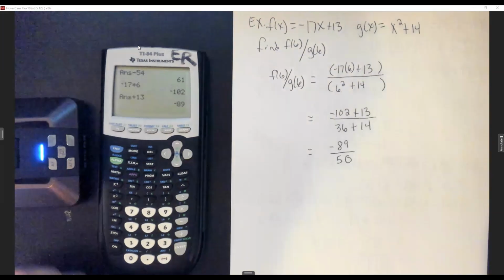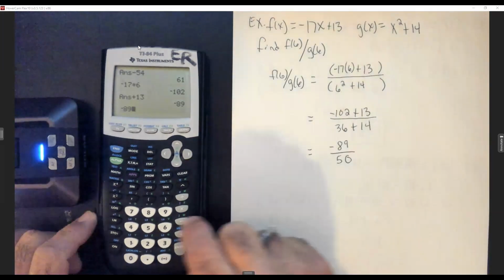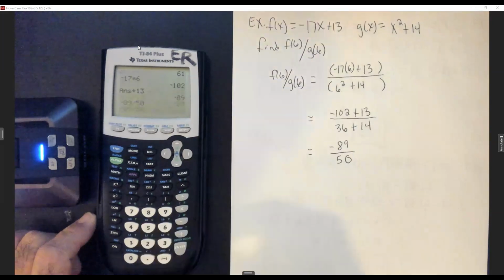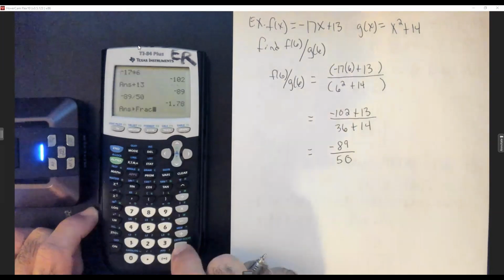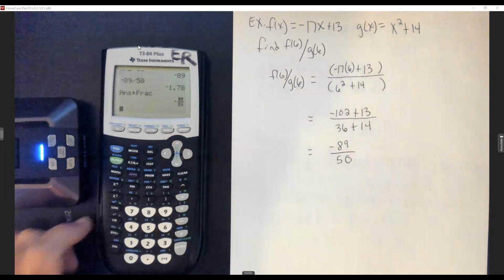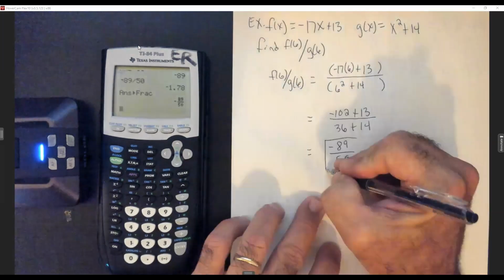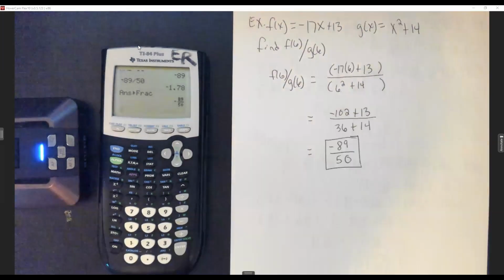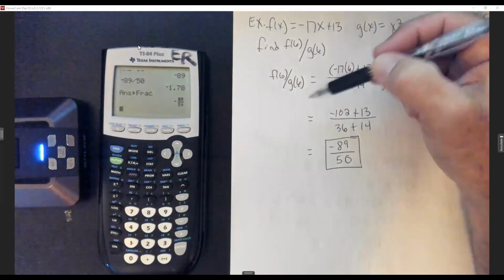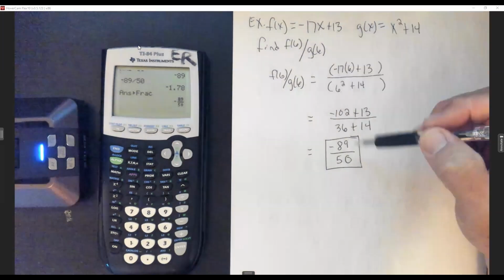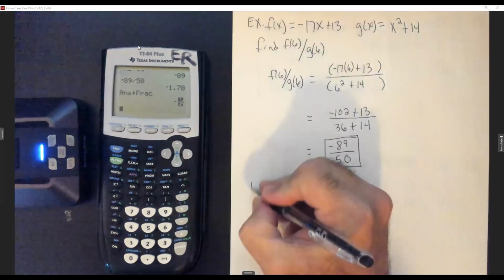Let's see if that'll simplify. Negative 89 divided by 50. It's going to give me a decimal, but I'm going to turn it back into a fraction by hitting math and enter twice. And notice it gave me the same fraction, which means that's the final answer. Okay, so not too bad. You just want to, when you get done, see if those fractions are reduced or not. If they don't, move on and be done with it.